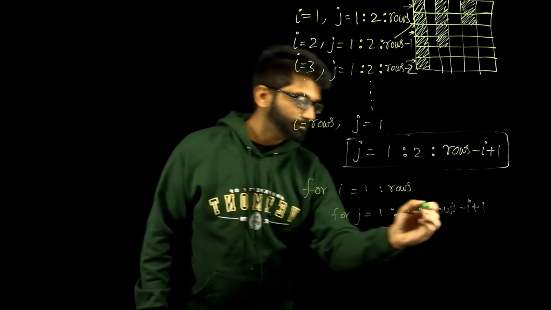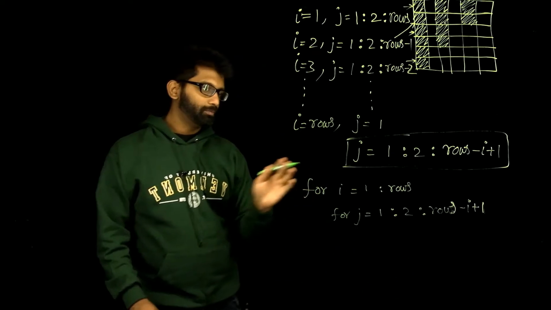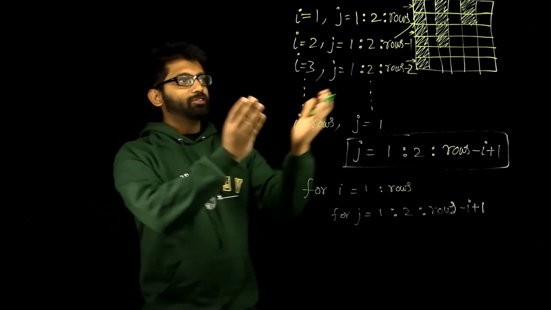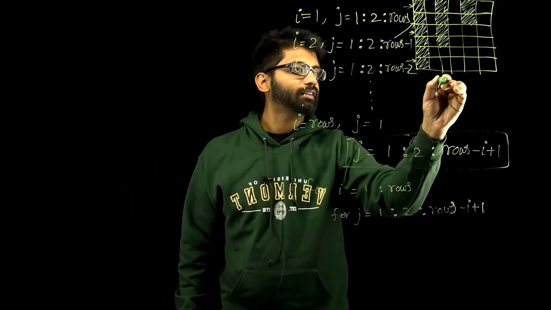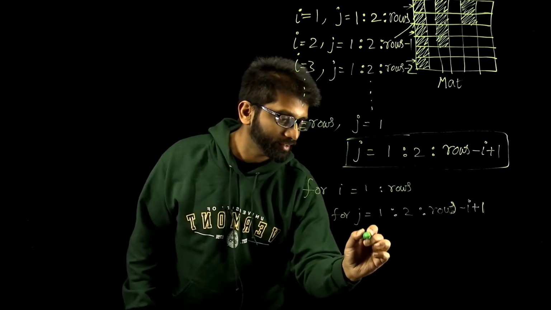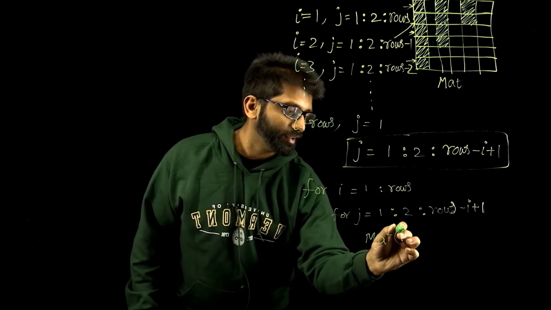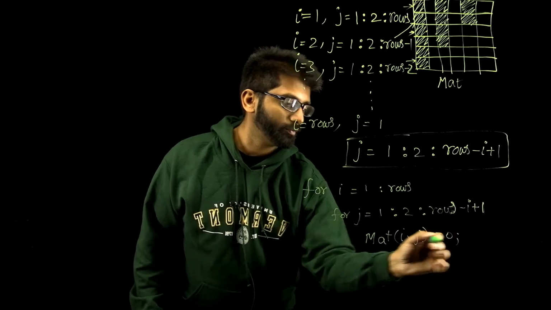Just to make sure that it looks clear, I'm now going to access the elements this way. Let's say this matrix is mat. So I'm going to use mat(i, j) equals 0.